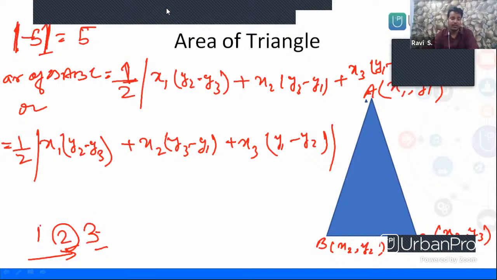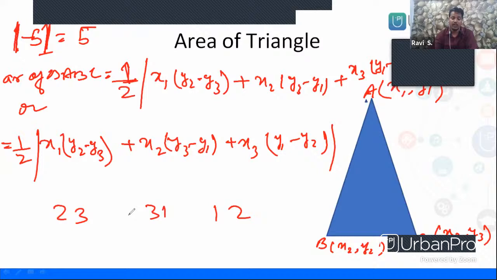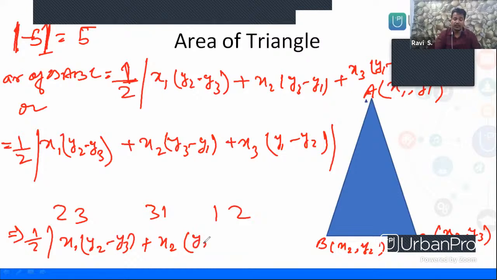In some cases, you should actually remember the prefixes as well, like this. Write it down: 2 3, 3 1, 1 2. So 23, 31, 12. This will make it easy to understand. See, simply write x1 here, then this 2 represents y2, y2 minus y3. And here again we'll write x2 now, guys. After x1 it will become x2, and again y3 minus y1. And here x3, so it's not y3 now, it's 1, 2 now. So y1 minus y2, and just put the modulus sign here.